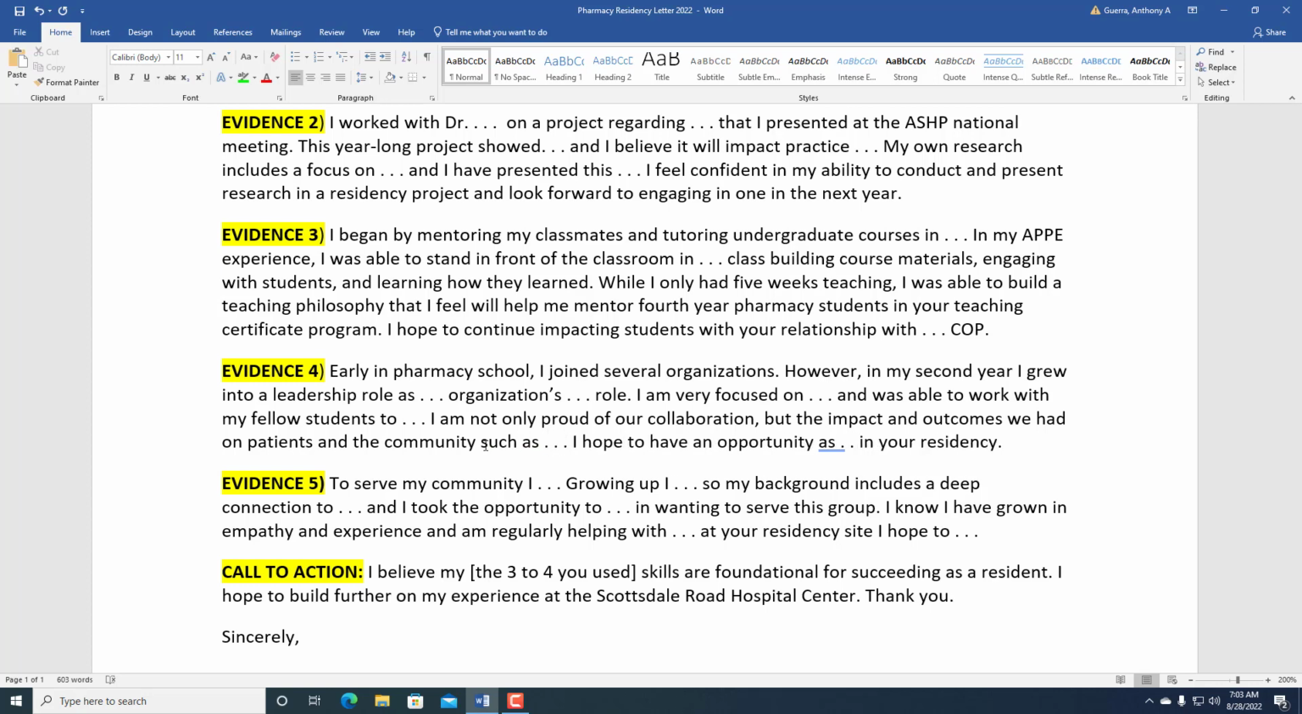what were those impacts? I hope to have an opportunity and then what leadership? So are you going to be chief resident? Are there other leadership opportunities that site has in your residency?